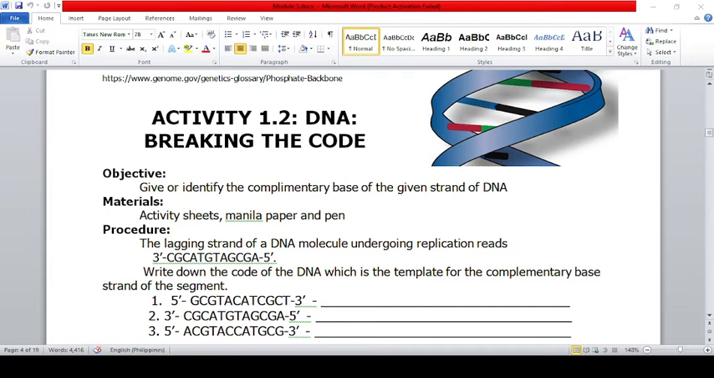AT, TA. So, kung nahirapan kayo, you can draw and write your answer here sa ating blanks. Remember that C, ang partner niya ay G. Partner ng G ay C, ang partner ng A ay T, ang partner naman ng T ay A.